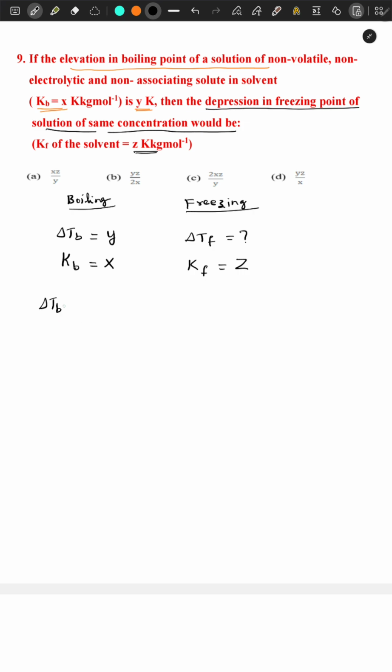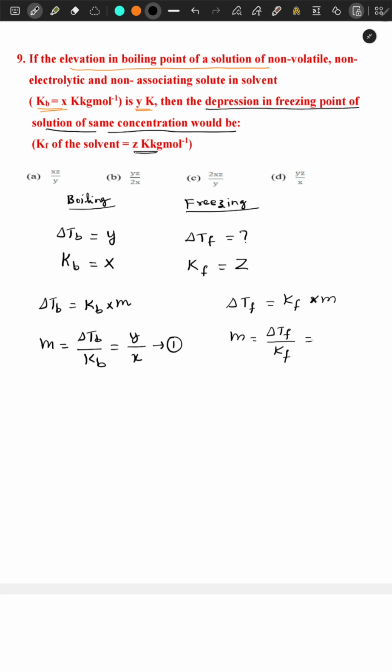So elevation in boiling point delta TB is equal to KB into M. M means molality of the solution. So molality will be delta TB by KB. So delta TB is given as Y, KB is given as X. Okay, so we call this equation number 1. Coming to freezing point things, you can use the same type of formula. Delta TF is equal to KF into M, molality. So now here also you calculate molality. So delta TF divided by KF. So delta TF we have to find out, KF means Z. You call that equation 2.